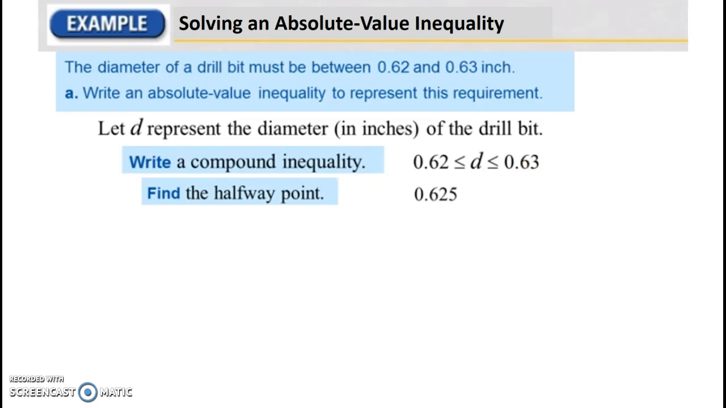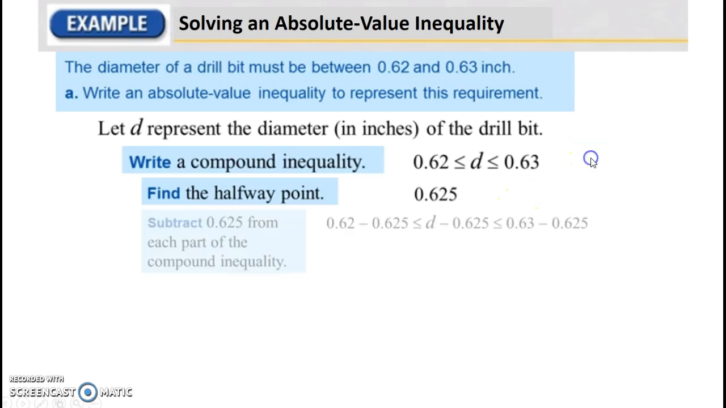This is going to help us as we're writing this code to determine whether or not a drill bit fits this scenario. We're finding the halfway point because, again, we're going to try to make this into an absolute value inequality, and halfway determines both sides of the absolute value. So halfway is 625 thousandths of an inch.